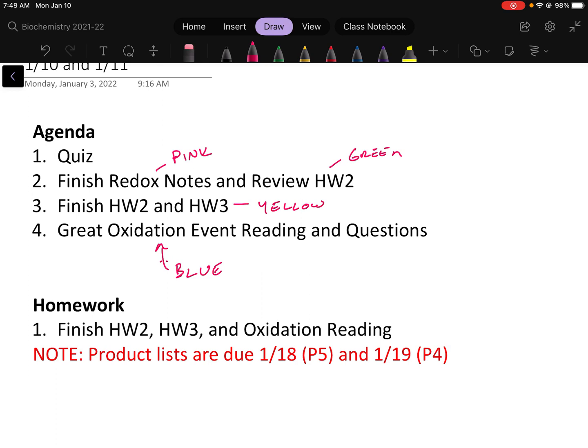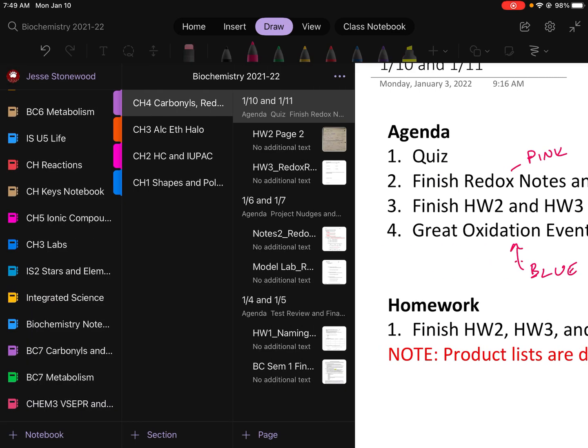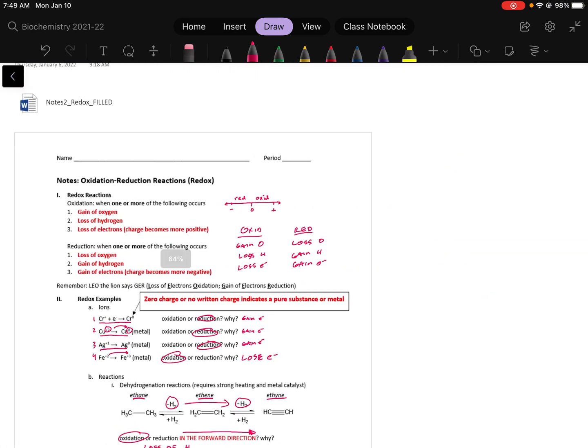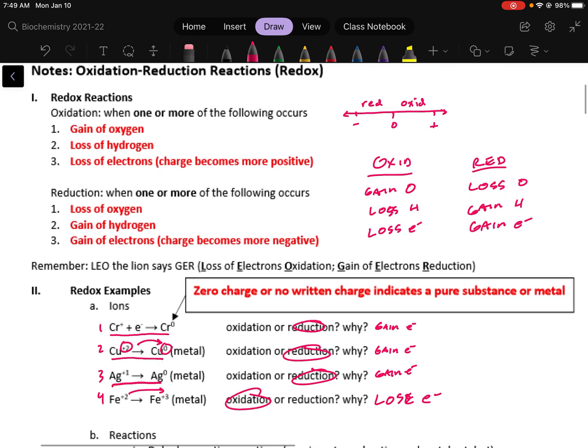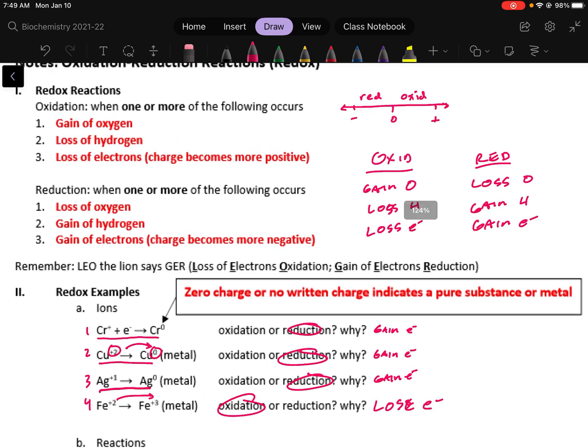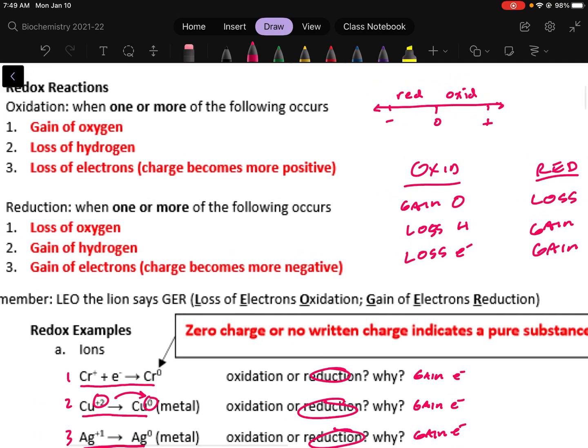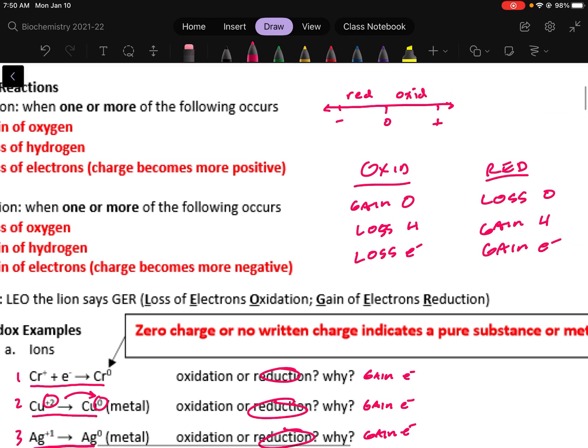First things first, let's get to the notes real quick and finish up a couple of things. We talked about last time redox reactions, so oxidation reduction reactions, and that there's a few different ways we can look at oxidation and reduction. It kind of boils down to whether or not we are gaining bonds to oxygen, losing hydrogens, or losing electrons. That's what we call oxidation, or just the reverse of that, reduction, the loss of oxygen, the gain of a bond to hydrogen, or the gain of electrons.